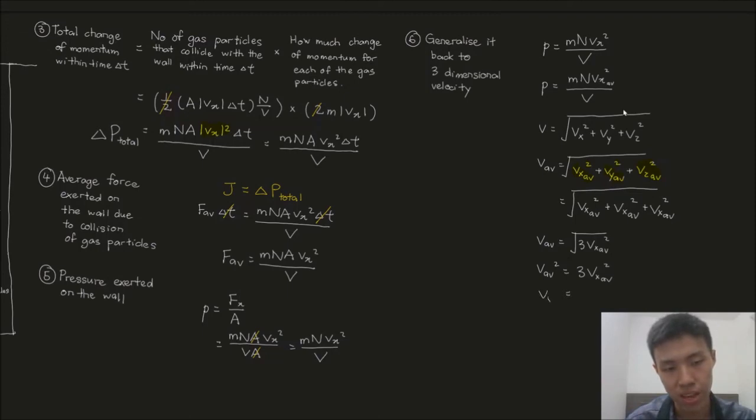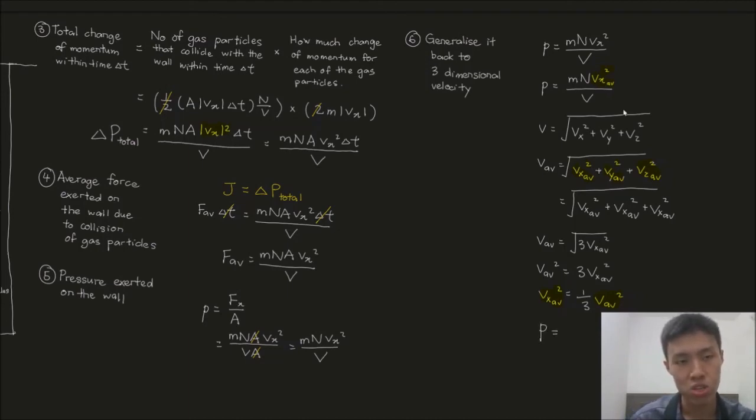We change Vx average square as our subject, then it will be 1 over 3 V average square. So what's the purpose of doing this? Because we want to replace the Vx average, highlight the square as well, we replace it in terms of the actual average speed of the particles itself. So if you want to do this replacement, what will be the final equation?